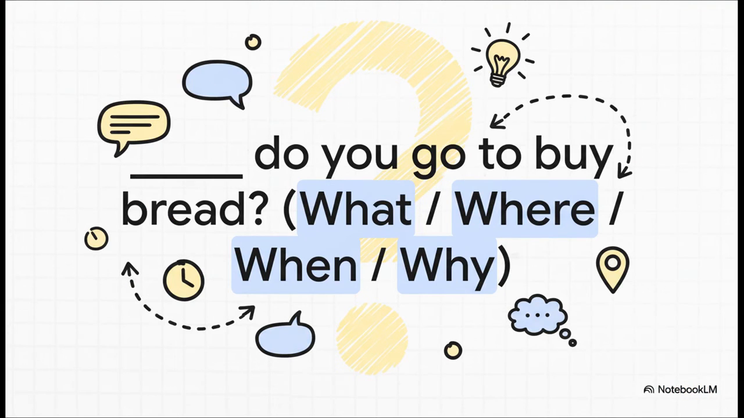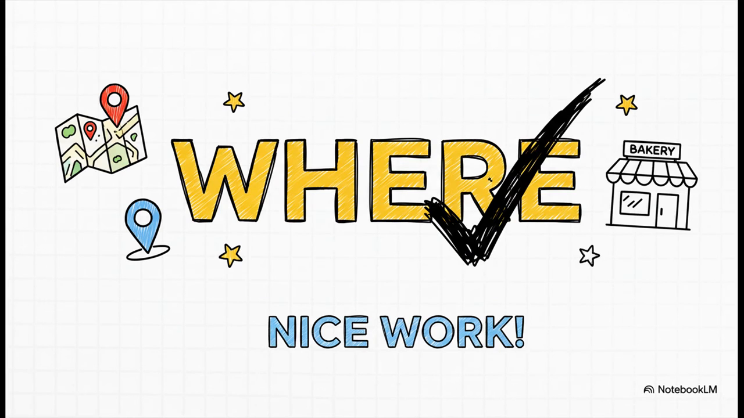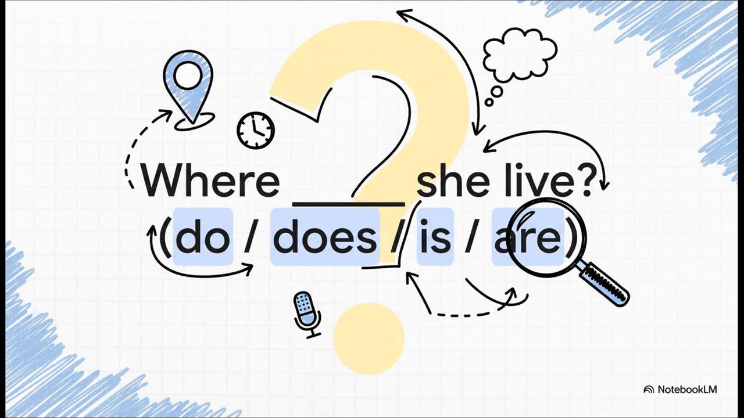Okay, here's the first one. Do you go to buy bread? We're clearly asking about a place here. So, which WH word do you think fits? I'll give you a second to think about it. Did you get it? The answer is where. Where do you go to buy bread? Of course, where is our go-to word for asking about a location. Great job.